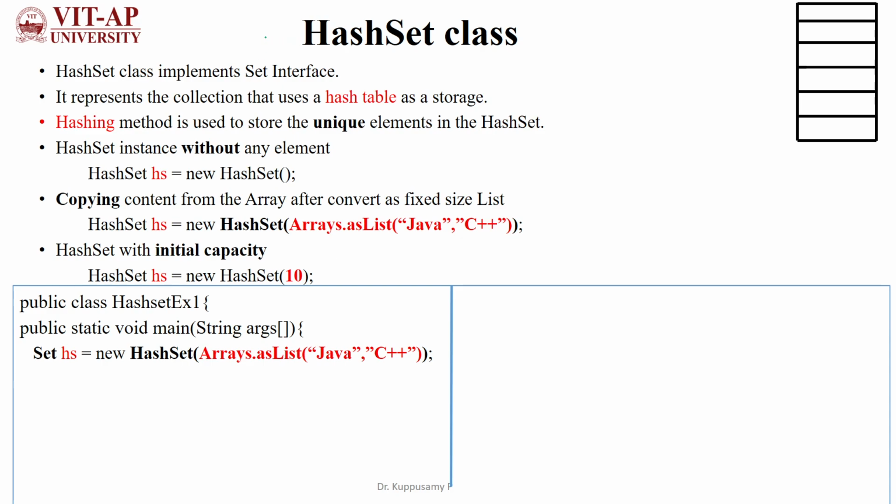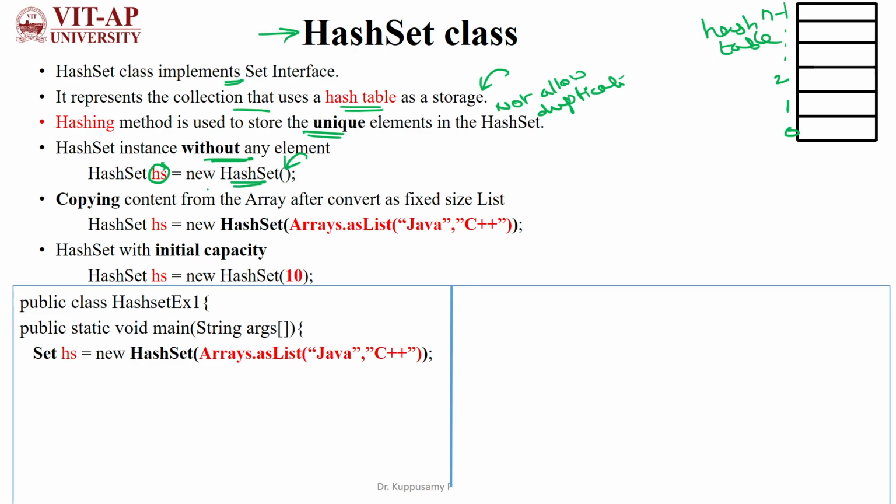Here we are using the HashSet class to implement the Set interface, which represents a collection of data that uses a hash table mechanism to store the elements. So the hash table is given here. The index will start from 0, 1, up to n minus 1. The hashing method is used to store only unique elements. It does not allow duplicate elements in the hash structure. Based on that, we are going to create the object without any parameter.